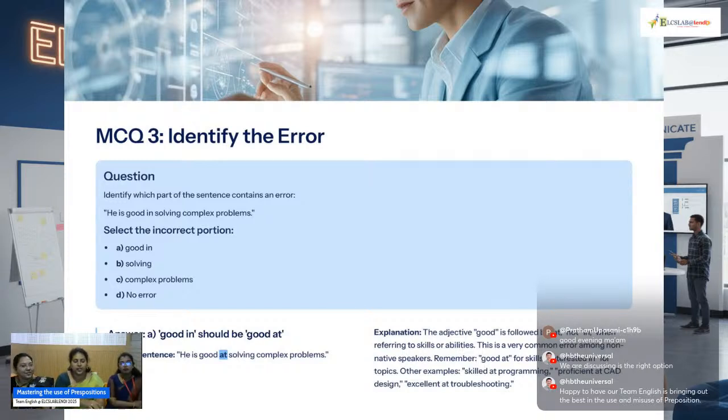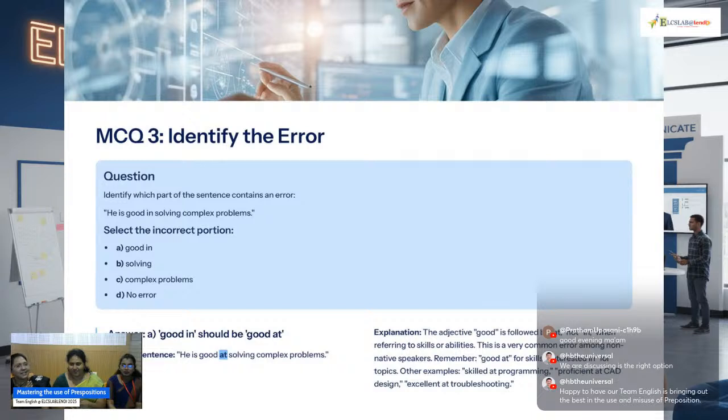So the point is, he is good in solving complex problems. Can you identify what is the preposition actually in this? We can identify "in". But is it appropriate, making a sensible sentence there? No, actually something is fishy over there.